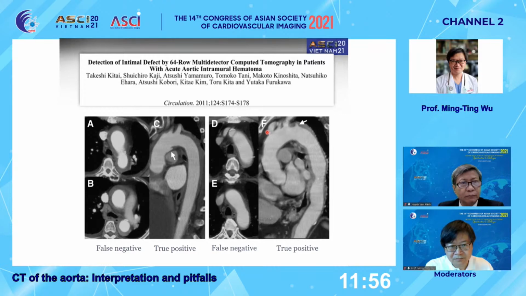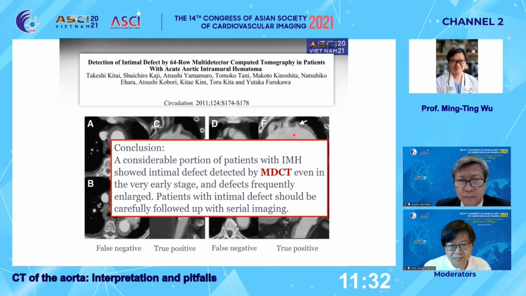Studies supported this proposal, including this one. By axial 3 to 5 mm scan, no defect can be found. However, with the sagittal reconstruction, there is clearly an intima defect. There is an ulcer here and here. Therefore, the authors concluded there is a considerable portion of patients with intima defect by MDCT, even in a very early stage, and it should be paid attention to on follow-up.